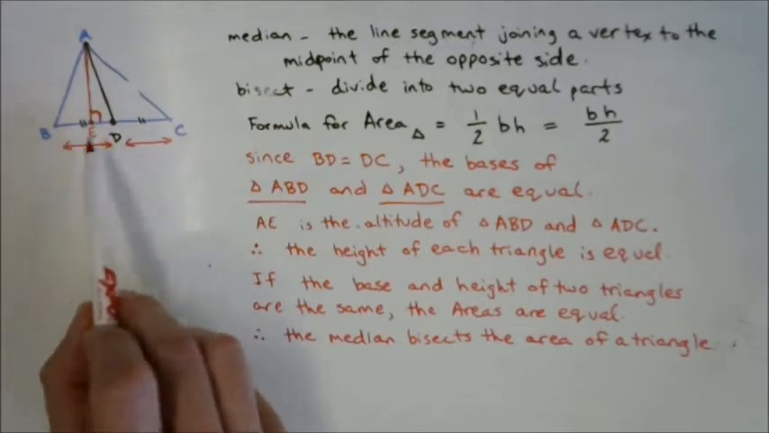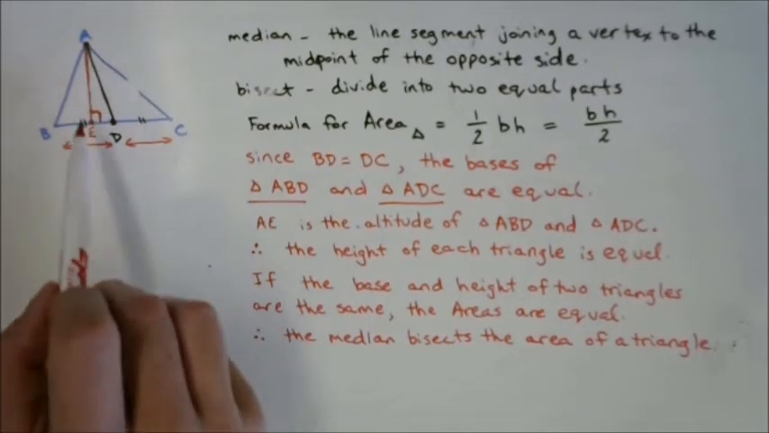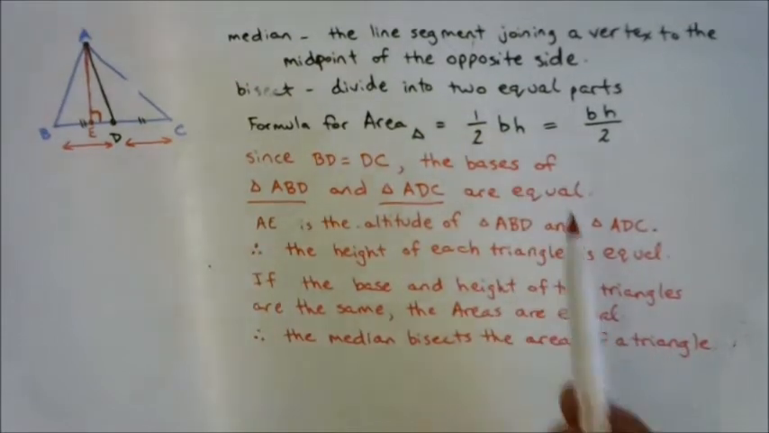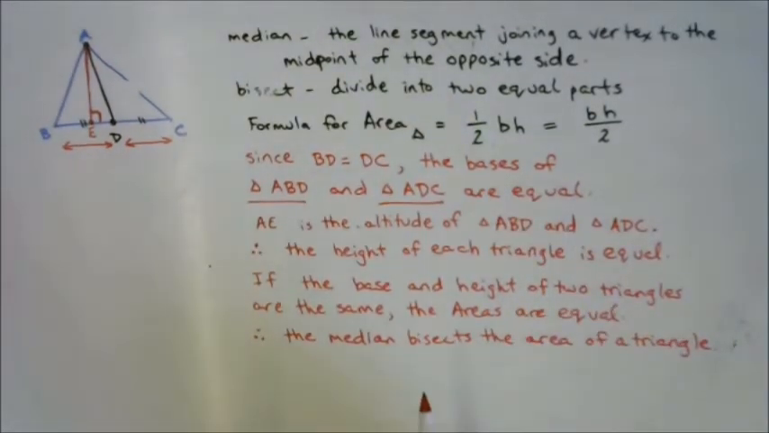They will always have the same length base. They will always have the same height. And since the area of a triangle is 1/2 base times height, and B and H are the same, then the area is the same in both triangles, which tells us that the median will bisect the area of any triangle. Okay? A bit complicated, but you're sticking with it and trying to make sense of it all.